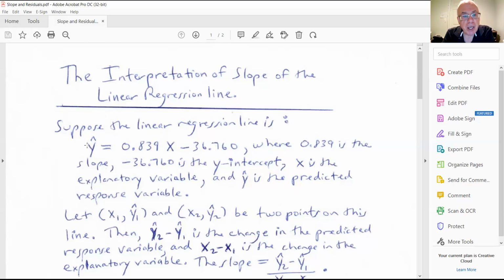So once again, I'm recreating the equation that we just saw from those presidential elections, all right? This is the slope and y-intercept again. So this is our prediction line, our regression line for that situation. 0.839 is the slope, negative 36.760 is the y-intercept. X, once again, is your explanatory variable. Y hat is the predicted response variable. Remember, we're using this equation for predictions.